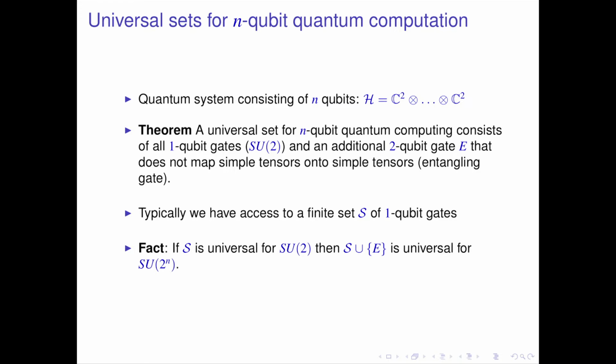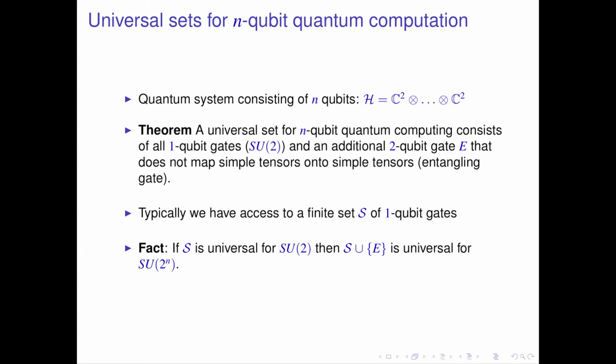So as I told you, we are working with qubits, so we have an n qubit system, and now you can ask is there any general statement about the universality, and it turns out there is one. This is a quite old theorem, it's more than 20 years old. It says that the universal set for n qubit quantum computing consists of all one qubit gates. So we need to be able to perform all the operations on single qubits. And then there is an additional two-qubit gate, just one is required. And this must be an entangling gate, which means it does not map simple tensors onto simple tensors.